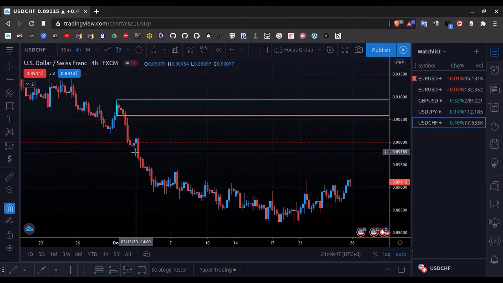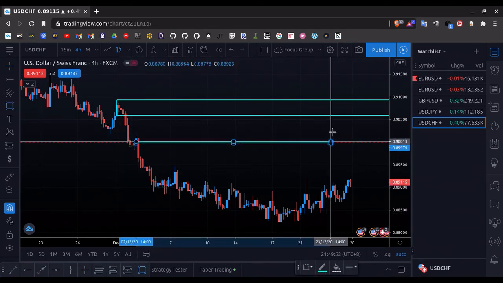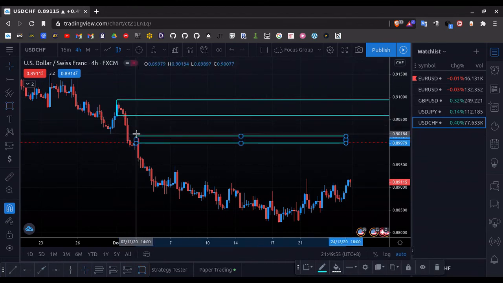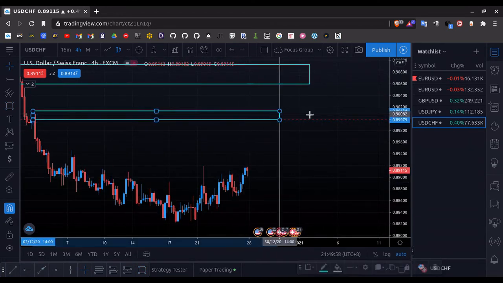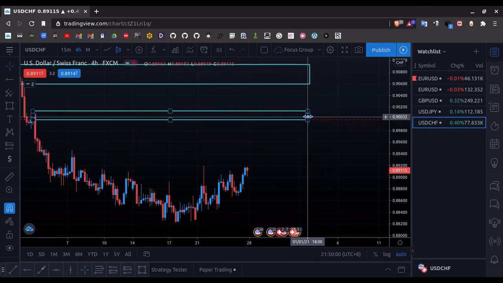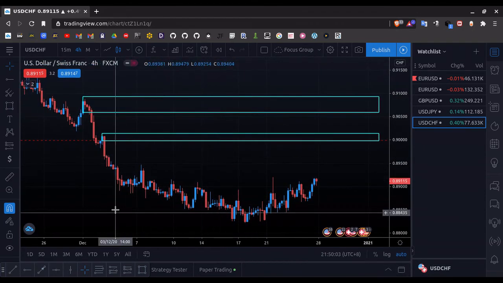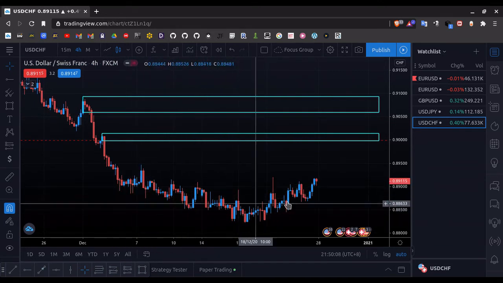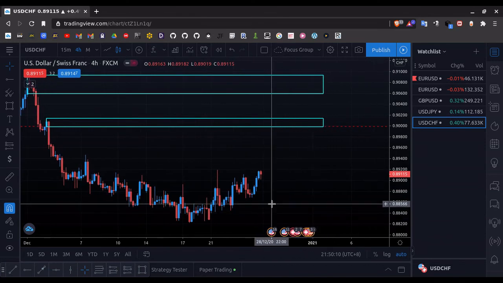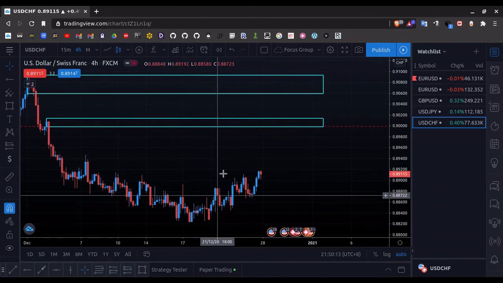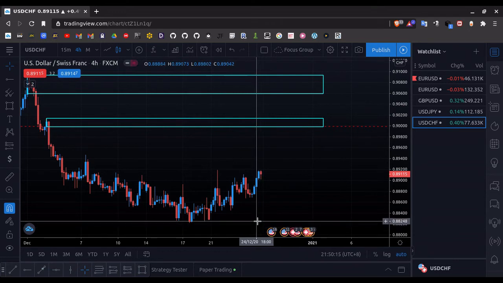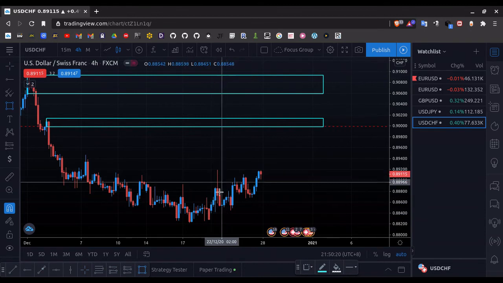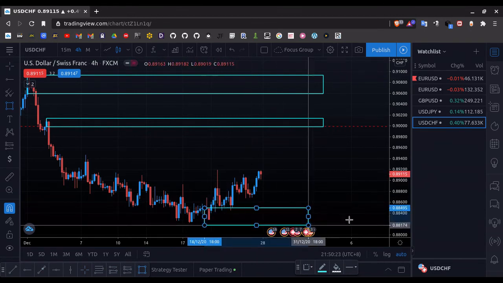There was another swing created here which was broken, so we could identify that as another level to potentially look for shorts. And then here we just have a bunch of consolidation, nothing good, nothing sexy. Swing here, broken here, what led to the break up here, I would say it was this candle right here.